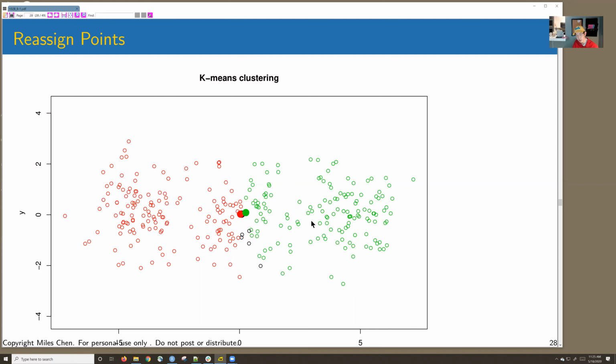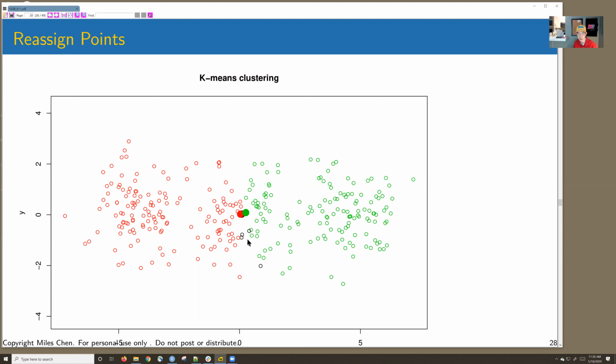Probably somewhere around here. Okay, we're gonna look for the mean of all the green points. We say, what's the mean of all of the red points? Probably somewhere around here, not 100% sure, okay? And what's the mean of all of the black points? Okay, well, there's only a few black points. Probably the mean is gonna be somewhere around here, okay?